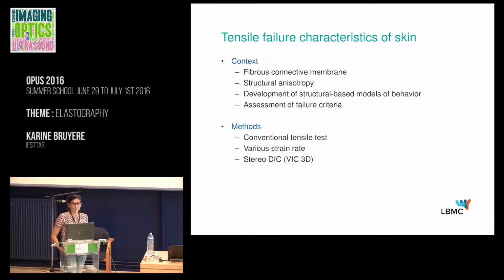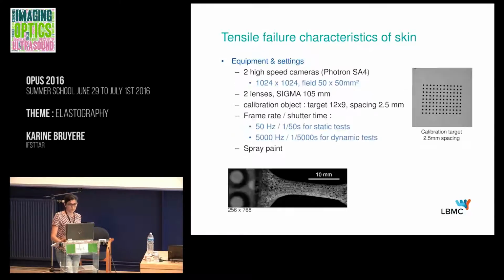On skin, we perform conventional tensile tests at various strain rates, and we perform the stereo correlations. So you have here the equipment and the different settings we use for such tests. At the bottom of the slide, you've got a view of a conventional tensile sample of skin with a random dot pattern. The field is about 50 millimeters by 50 millimeters.